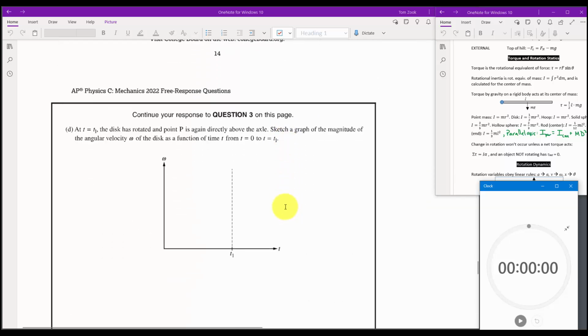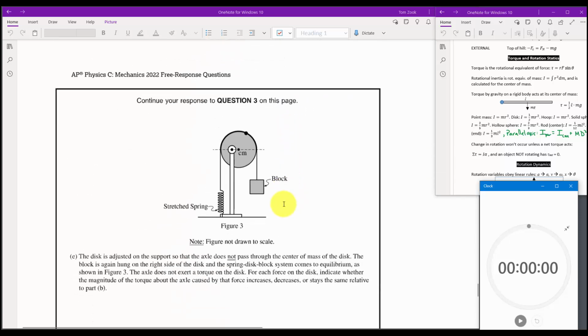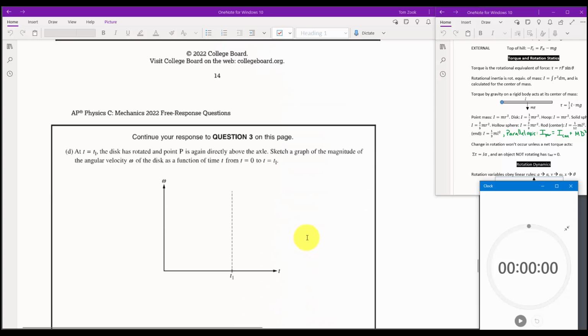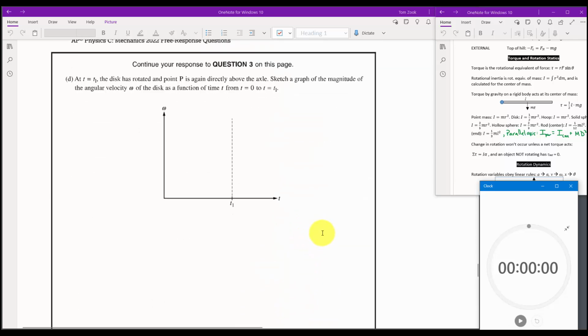Well, let's go ahead and take a look at D here. And there's an E. Cool. It's like, hey, redo the problem again. But for D, we didn't get to it in 5 minutes, but I was also chit-chatting there. It says at time T1, the disk is rotated and point P is again directly above the axle. Sketch a graph of the magnitude of the angular velocity of the disk as it's doing its thing from T to T1.